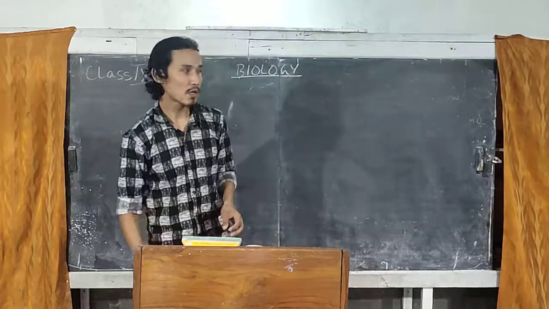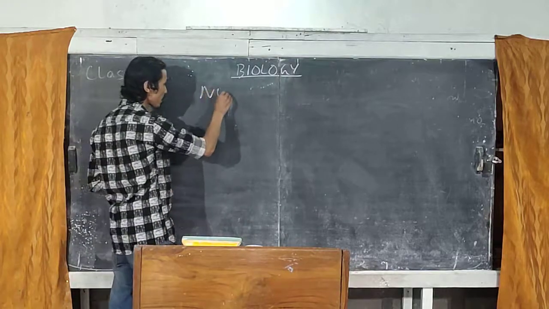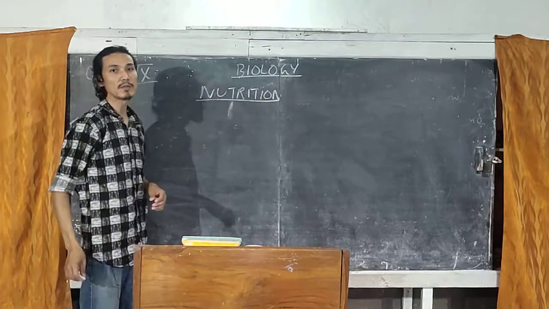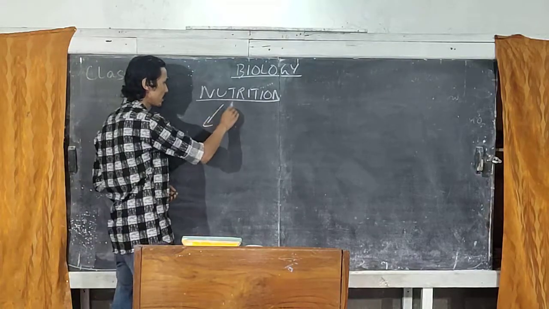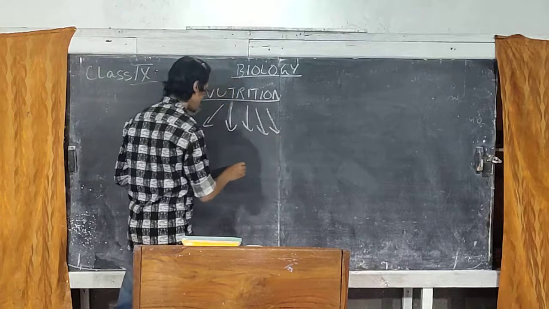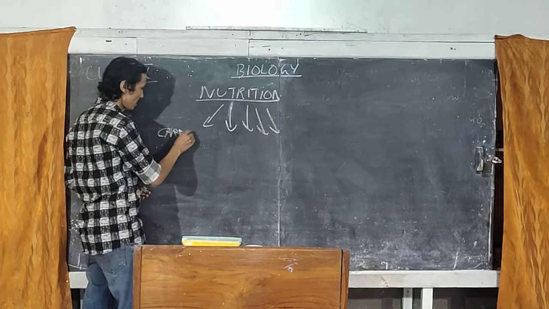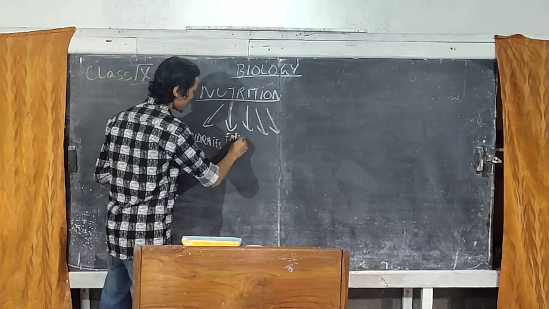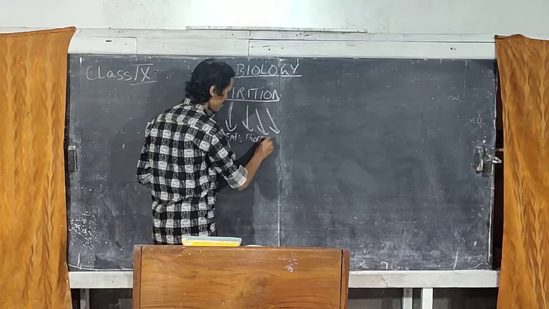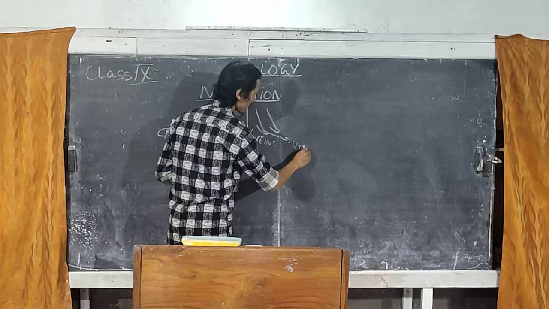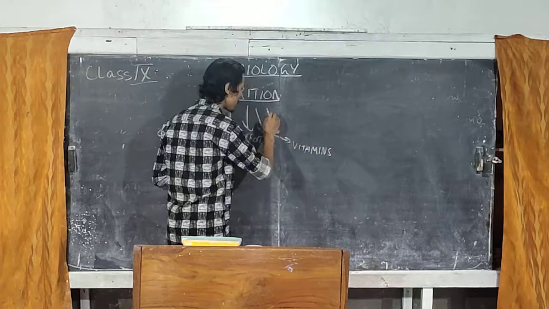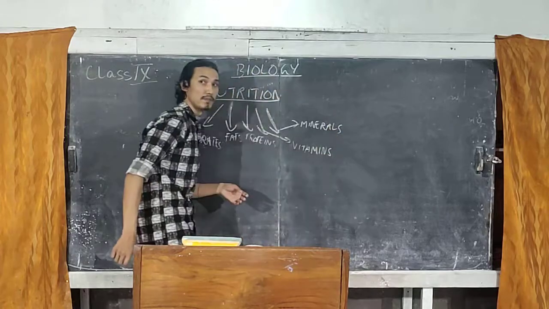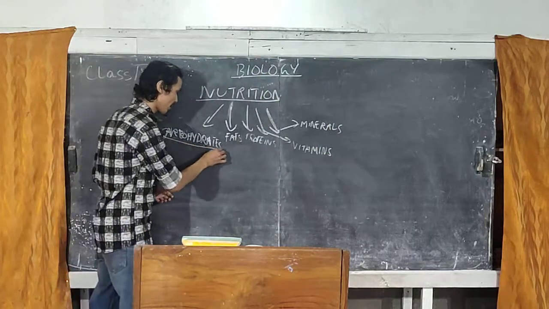So when I talk about nutrition, it means the food that we are putting into the body, and the food can be classified into various components like carbohydrates, fats, proteins, vitamins, and minerals. So first we're going to discuss carbohydrates.